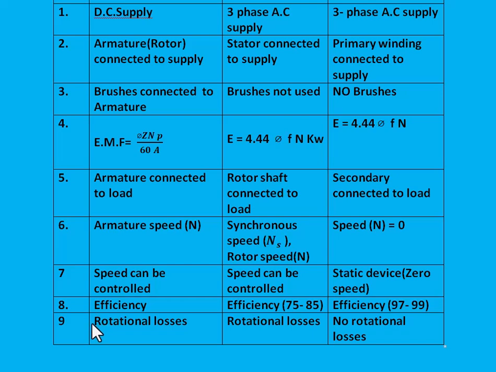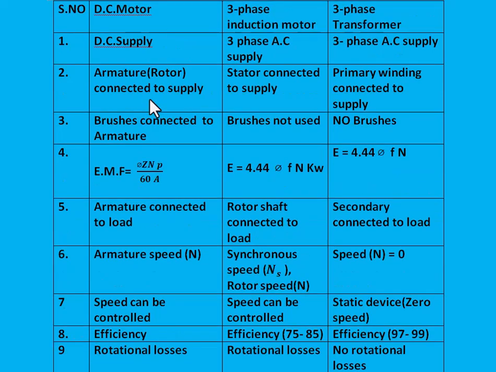Next, coming to the rotational losses, in case of DC motor, there are rotational losses, there is friction and windage losses. Similarly, in three-phase induction motor also, there are rotational losses which are nothing but friction and windage losses. Whereas in case of three-phase transformer, there are no rotational parts, so there is no question of rotational loss. Rotational losses are zero.